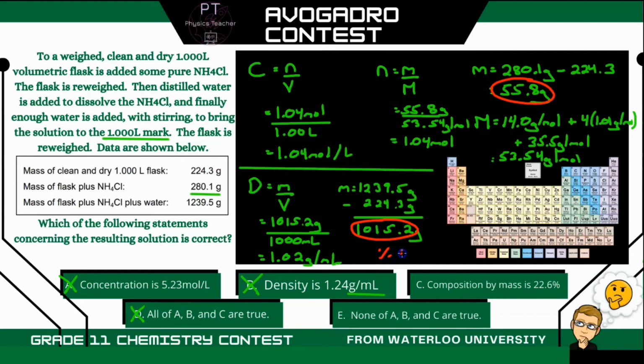So percent composition will be the mass of the solute, which is 55.8 grams, divided by the mass of the solution, 1015.2 grams, and times 100% to get it as a percentage. And I've run out of space, but let me just write it over here. That is going to equal about 5.5% composition by mass. So C is not the answer.